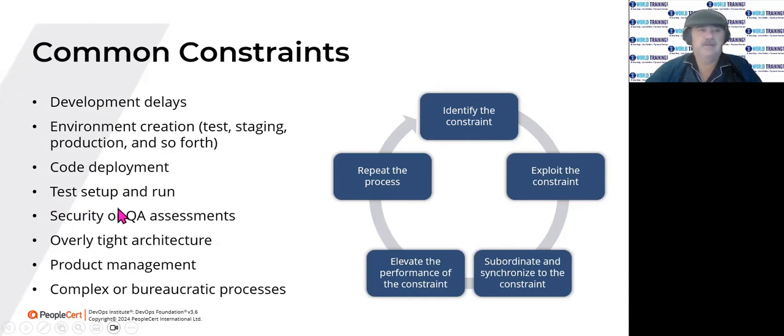In general, any security assessments after you've run security tests or QA tests, maybe that takes a long time just to analyze the results. Having overly tight architectures where you want to make a simple change somewhere in the architecture, but you have to look at all the different dependencies across a complex architecture. That can also be a constraint. Product management itself and making decisions about what to do can be a constraint, and general complex or bureaucratic process. So these are just some typical examples of constraints.